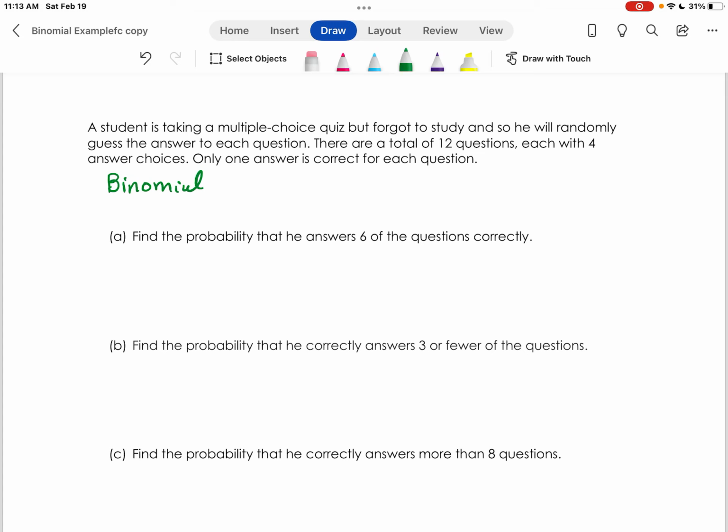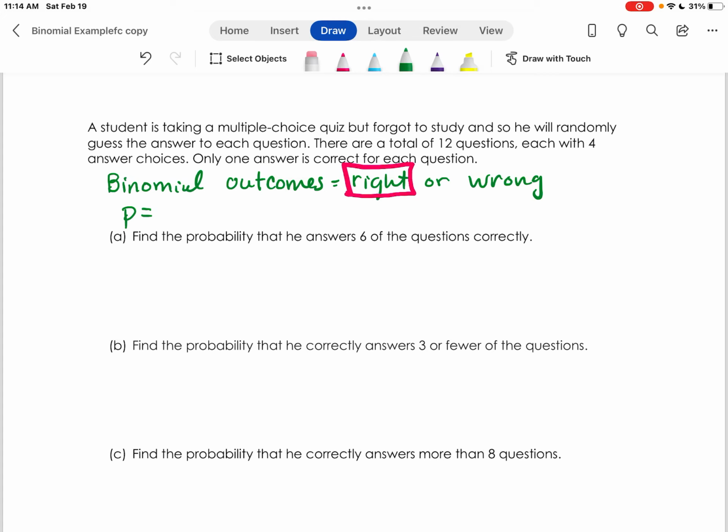because the only outcomes for this is that he gets the question right or wrong. We're going to use, if he gets the question right, as success, which means the probability of success would be if he guesses it right.